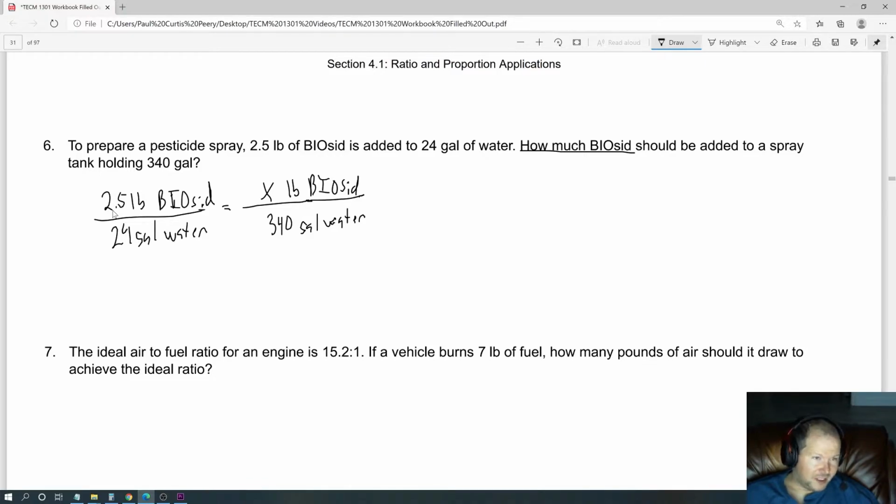You could flip it, by the way. With cross multiplication, it works either way. You could have just as easily put water on top and biocid on the bottom. I just do it in the order that it's written, but you don't have to do it that way.